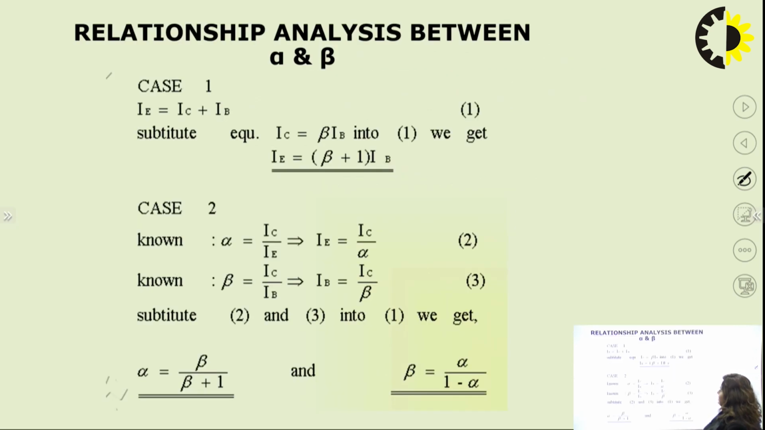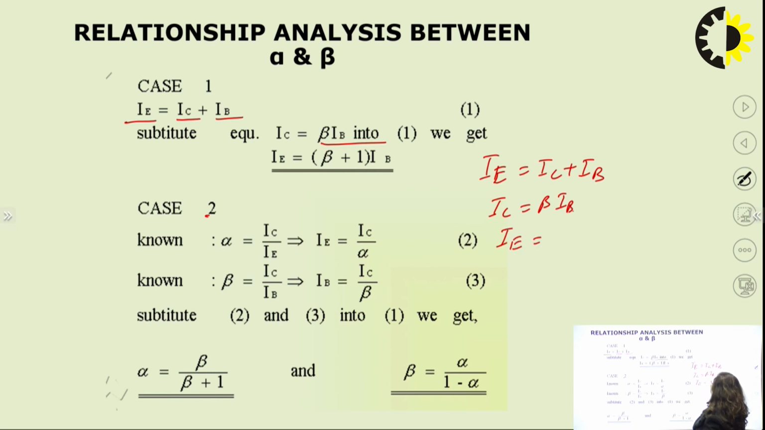So here there is a slide for the relationship between alpha and beta. Case 1: what is IE? IE is your emitter current, which comprises two currents, IC and IB. When you substitute IC equal to beta IB into IE equal to IC plus IB, you get IE equal to (beta plus 1) IB.